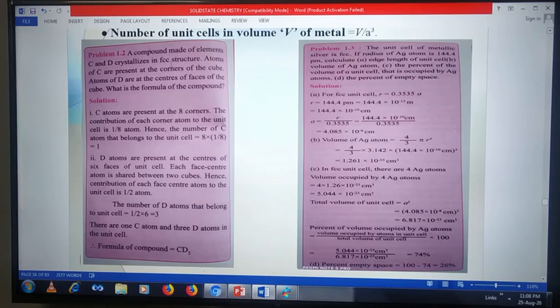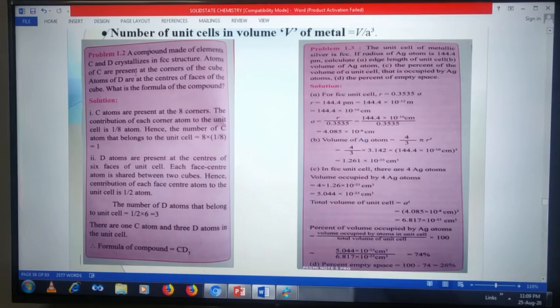We know that there are atoms of two types, C and D. The atoms of C are present at the corners of the cube. That means for the corner contribution in FCC, there are 8 corners, 8 into 1 by 8, which is equal to 1 at the corner. And at the centers of the faces, we know that the cube has a total of 6 faces. The contribution of the constituent particle at each face is exactly half. So 1 by 2 into 6, that means 3. And we can easily calculate the formula of that compound. So what is the formula of the compound?